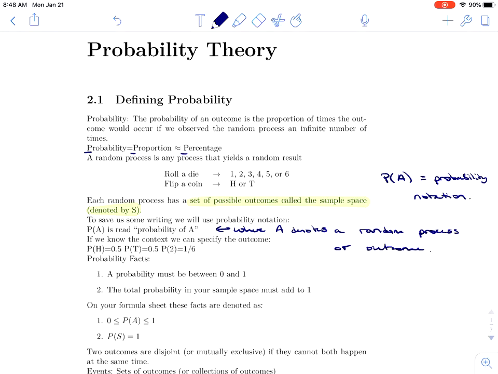So a lot of the time when we're working on a problem and we know the context of the problem, we could say something like P of H, and H would mean you flipped a coin and the probability of getting heads is 0.5. P of T, knowing the context, you flipped a coin, the probability of getting tails is 0.5. As long as you know the context, P of 2, assuming that this 2 means you rolled a die, and you rolled a 2 on the 6-sided die, then 2 is just one of 6 options. And so the probability of rolling a 2 is 1 in 6.